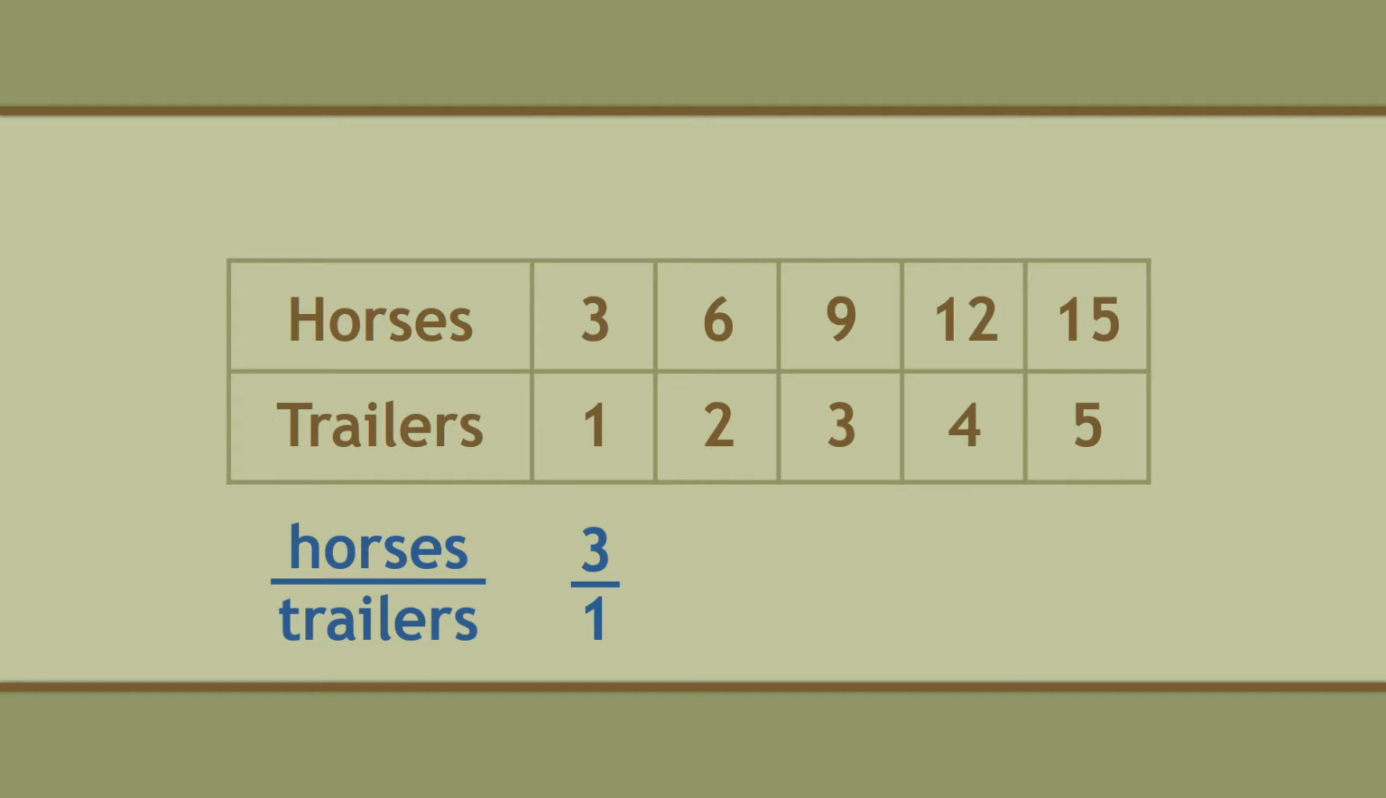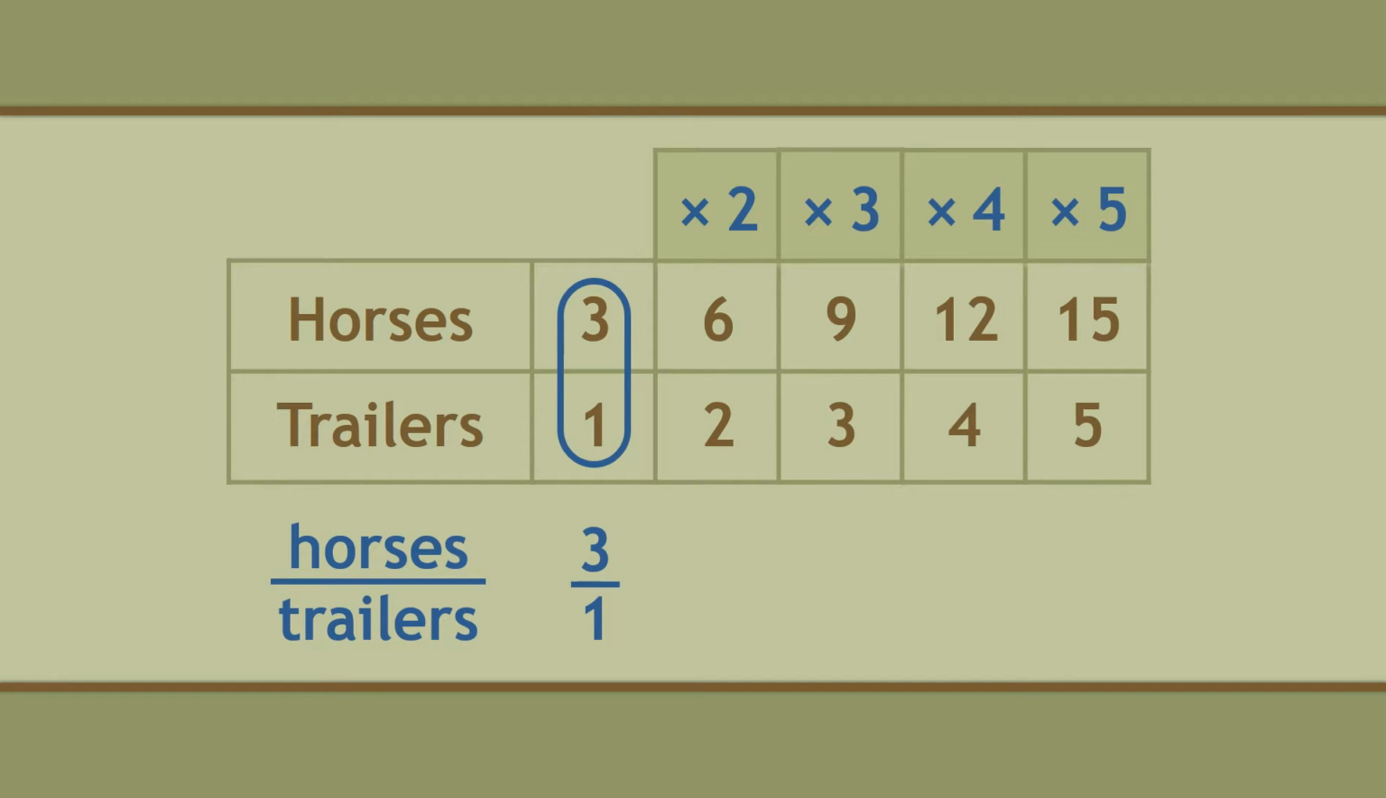Okay, we have simply multiplied, okay, each one of our columns by the same number. So in that second column, we multiplied by 2. In the third column, we multiplied by 3. In the fourth column, we multiplied by 4. And the fifth column, we multiplied by 5. Okay, and that is how we got our equivalent ratios. Okay, let's take a look at one more and do a little practice.